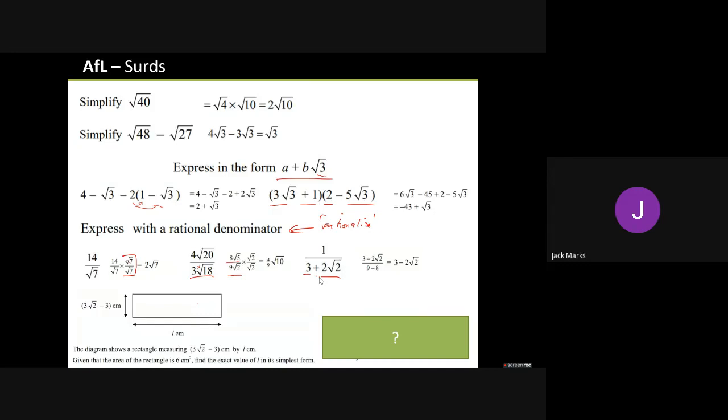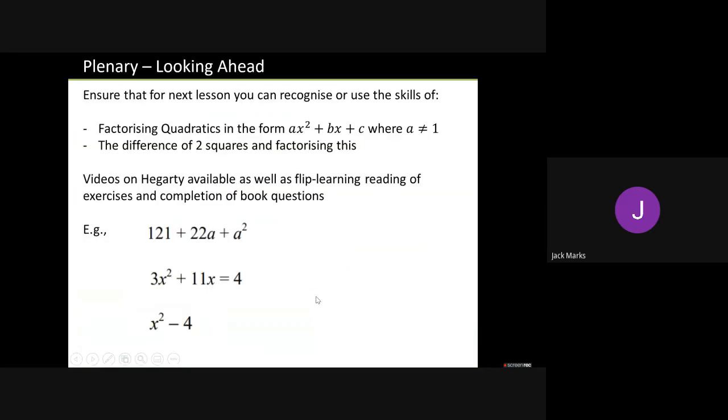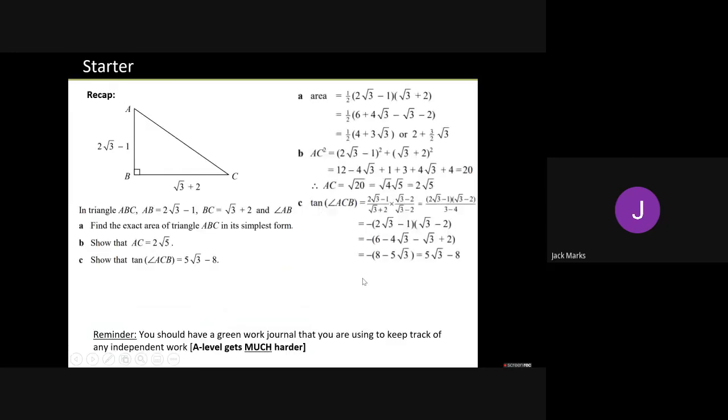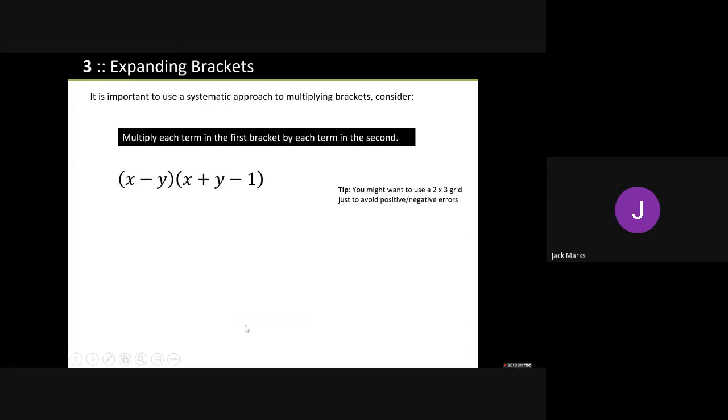And finally, there's a worded example for you as well. Okay, so you should now be ready to have a go. And the last lesson on this chapter will talk about expanding and factorizing brackets.